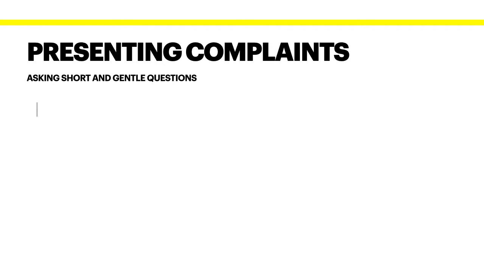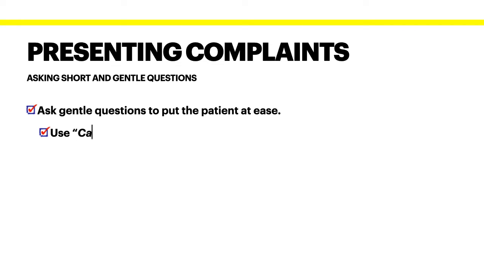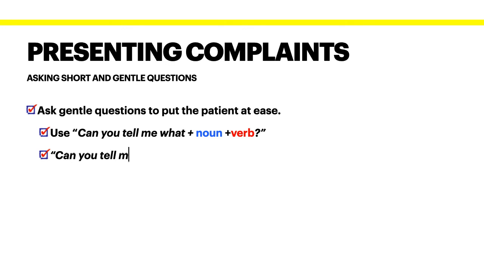So for example, gentle questions put the patient at ease. They make them feel more relaxed. And this is the structure that you can use for a gentle question. You can say, "Can you tell me what," and then you would add a noun and then you would add a verb. So for example, you would say, "Can you tell me what your surname is?" This is a much nicer way of asking the question, "What is your name?"